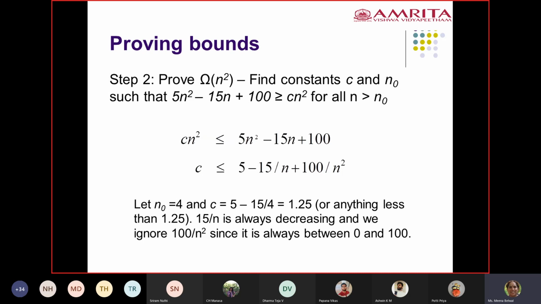Can I have different n0 for omega and O? What will be the value of n0 if you want to keep the same n0? What will be the value of n0? What should be n0?